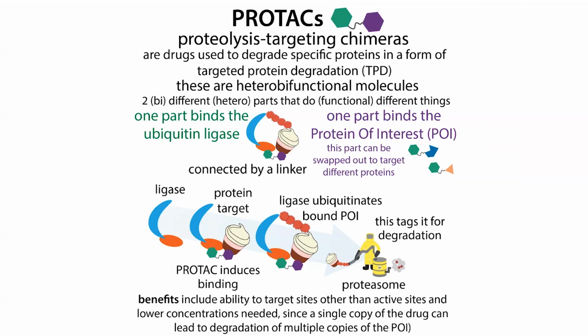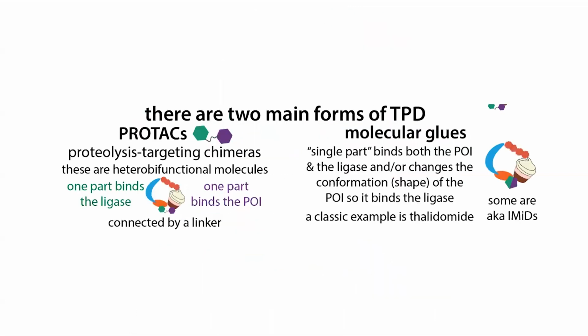The idea with a PROTAC or a molecular glue is to bring in the ubiquitin ligase to specific molecules so that you can tell them to ubiquitinate the protein and then get the protein degraded. And so with a PROTAC, basically, these are proteolysis targeting chimeras. These are heterobifunctional molecules, so they have two different parts and do two things. One part's going to bind to that ubiquitin ligase, and another part is going to bind to the protein of interest, and then they're connected by a linker.